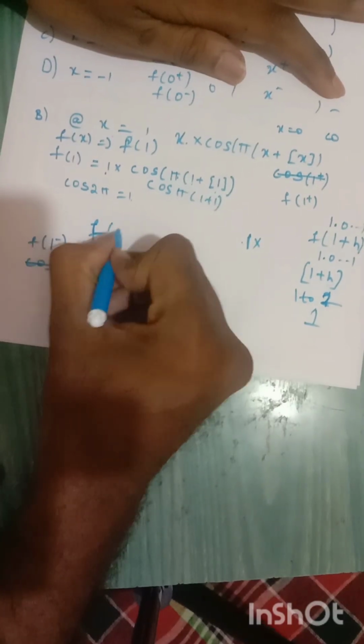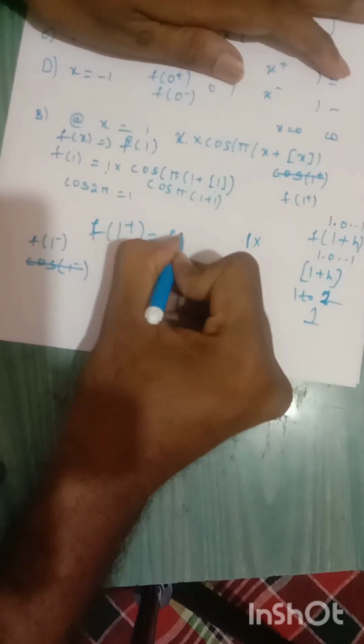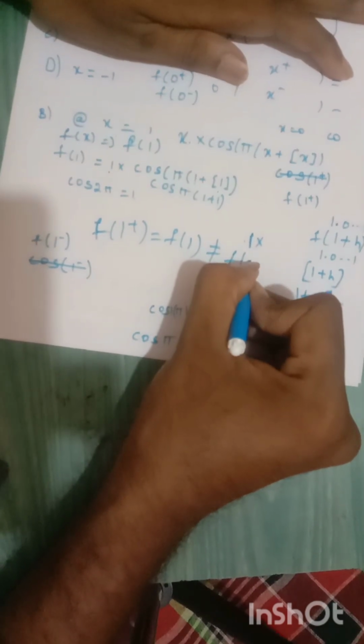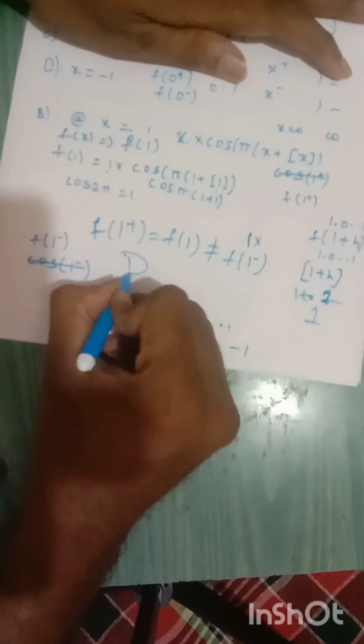So f(1+) is equal to f(1), but it is not equal to f(1−). So this is discontinuous.